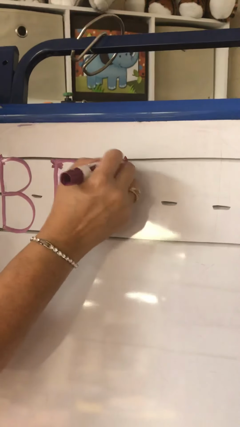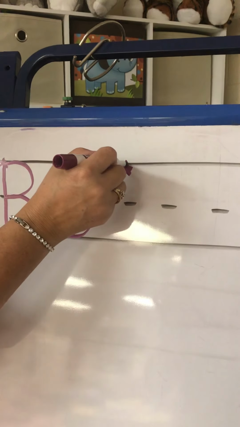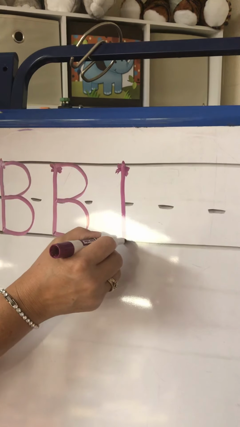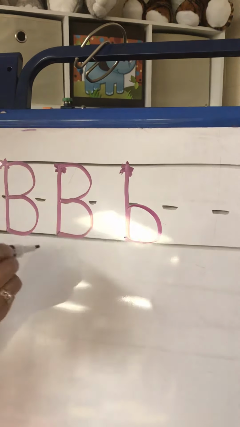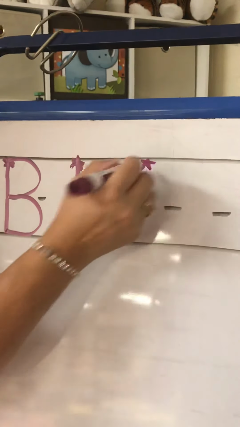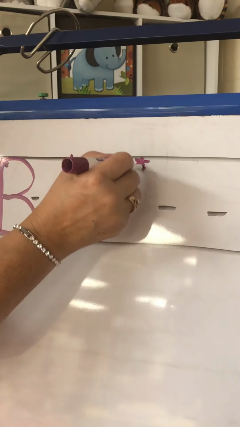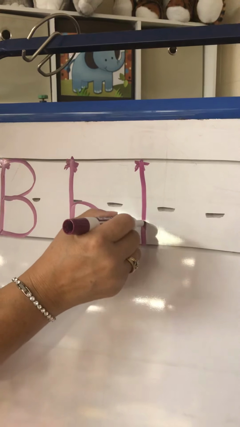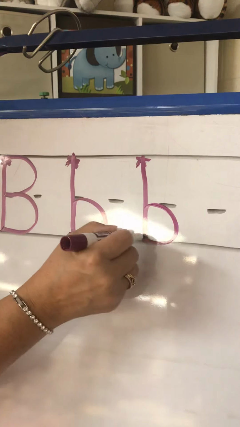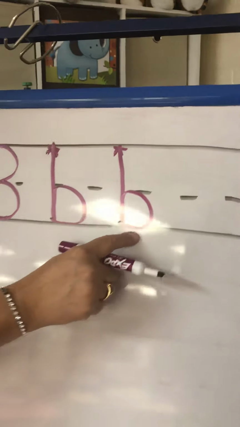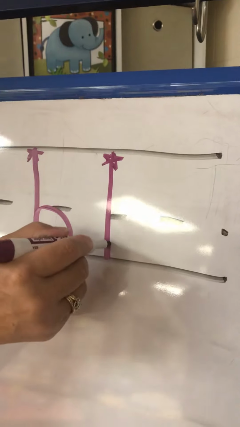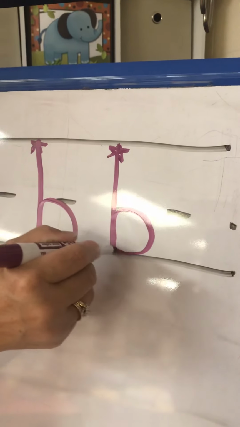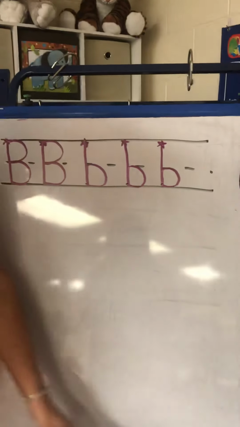Let's make lowercase b. Start at the star. Big line down all the way to the bottom line. Then go back up to the dotted line and curve around. Let's make another lowercase b. Start at the star. Big line down. Back up. Curve around. See how we touch the dotted line and the bottom line? One more time. Big line down. Back up to the dotted line and around. That's lowercase b. Go get your binder.